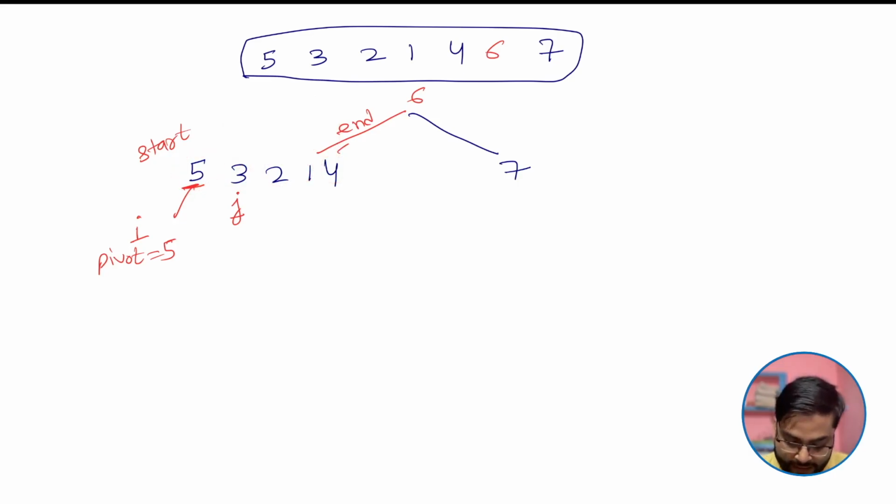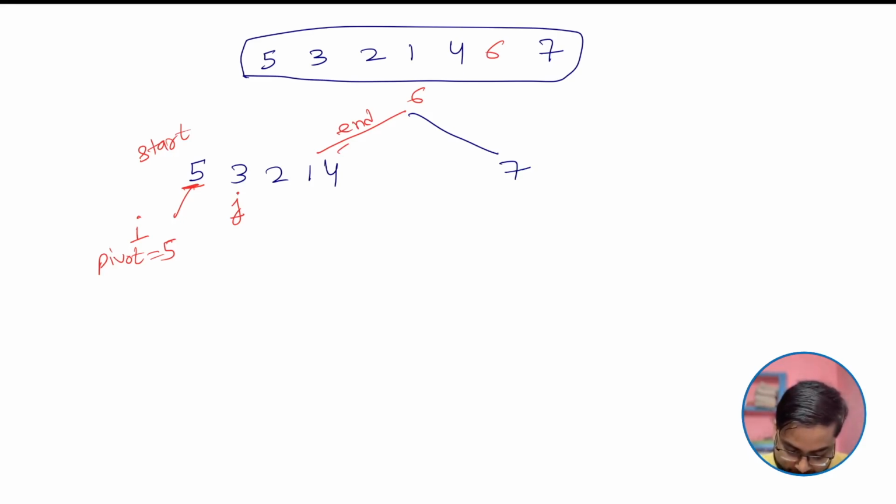Okay, and put my pivot element at the correct position. So what will be the correct position of 5? See, 3 is less than 5, 2 is less than 5, 1 is less than 5, 4 is less than 5. So the correct position of 5 is the last position. Okay, so it should go to the last position. Let's see how we can do this.